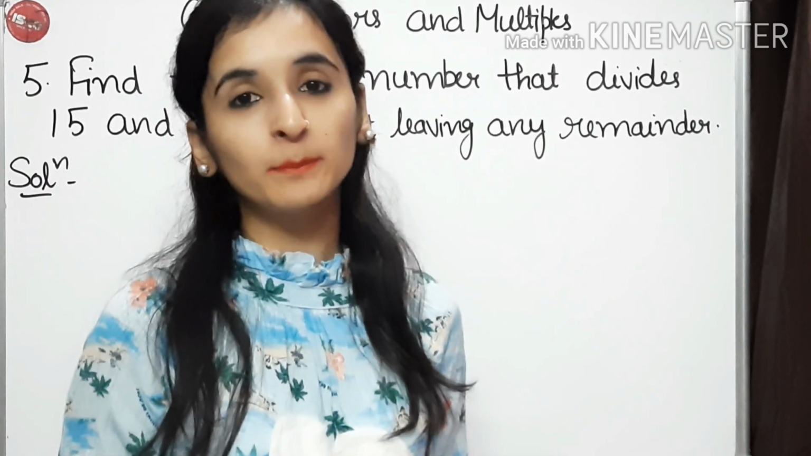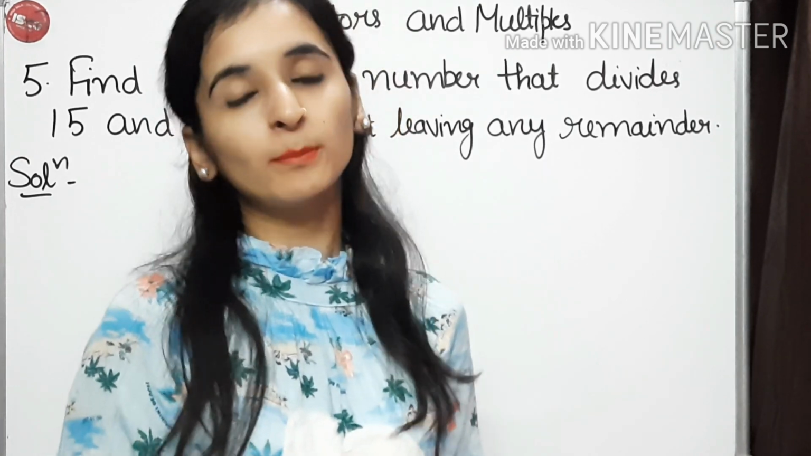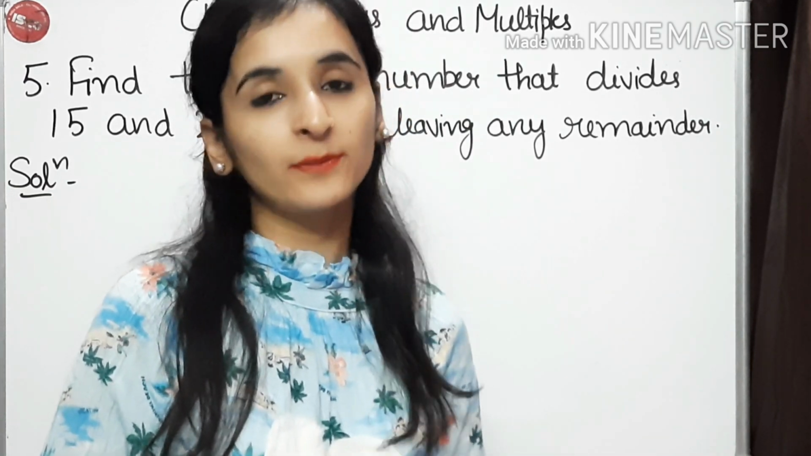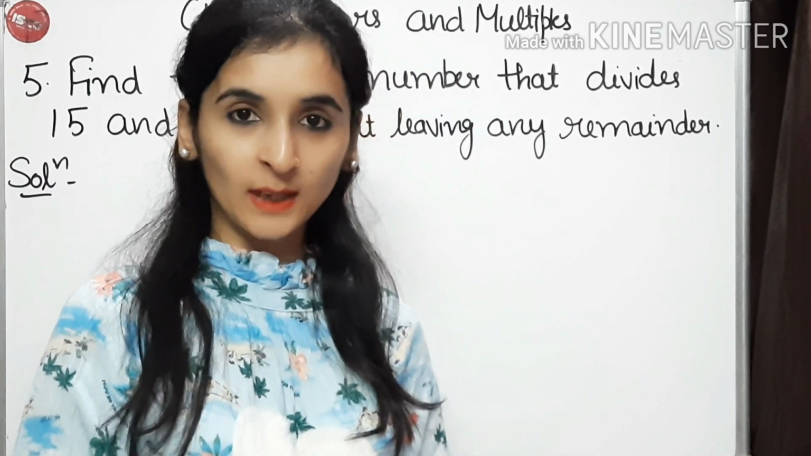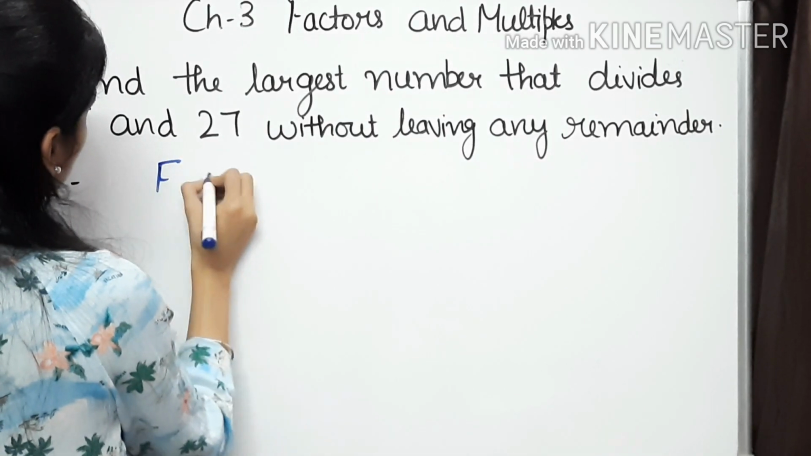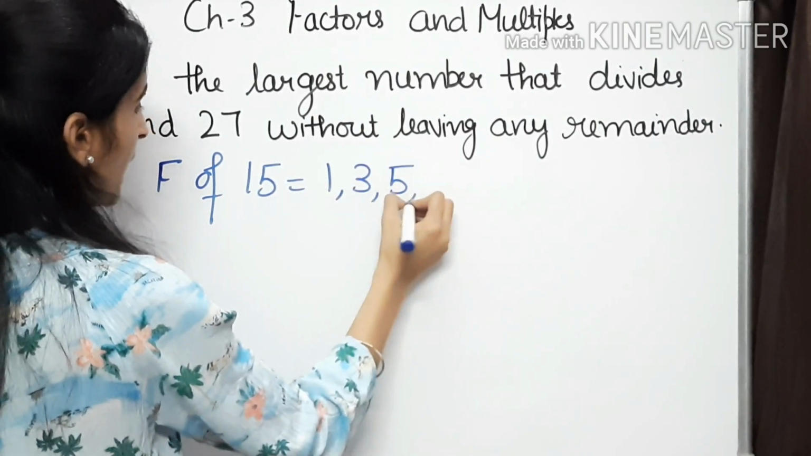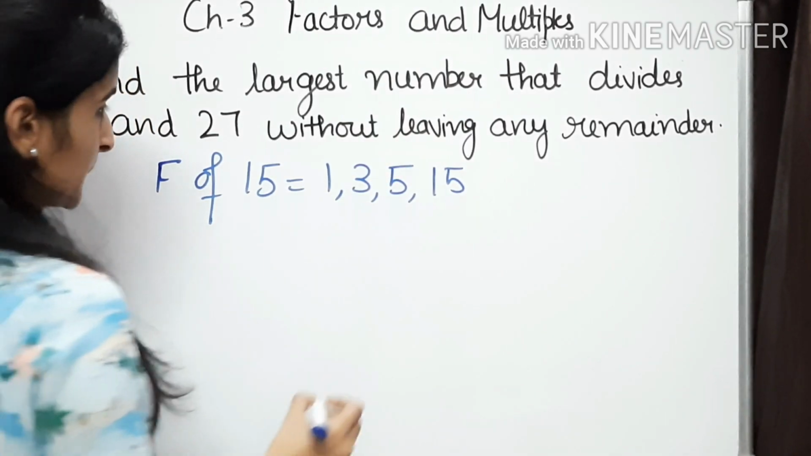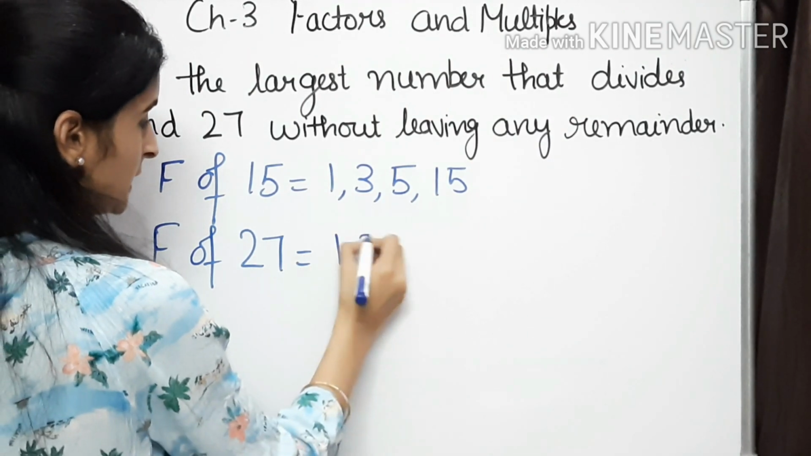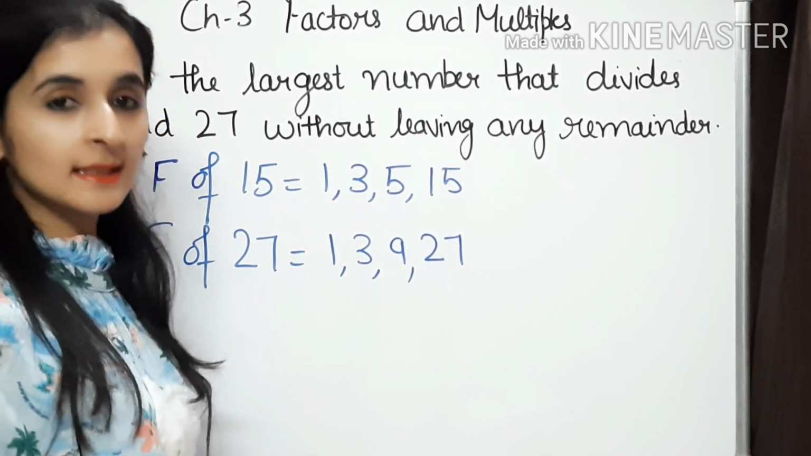You can take any of the methods for finding the HCF: common factor method, prime factorization method, or division method. That's your own wish. I'm going to take the common factor method here. So let us start finding the HCF now. The factors of 15 are 1, 3, 5 and 15. Likewise, the factors of 27 are 1, 3, 9 and then 27 itself.